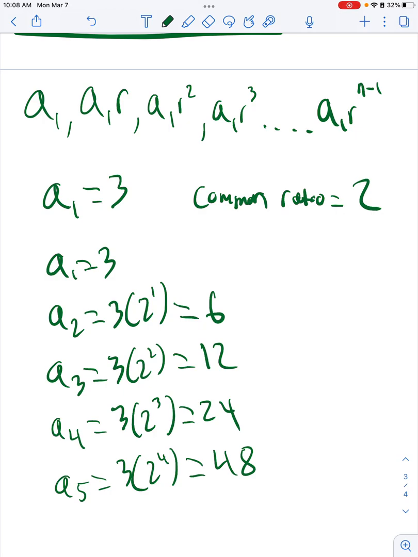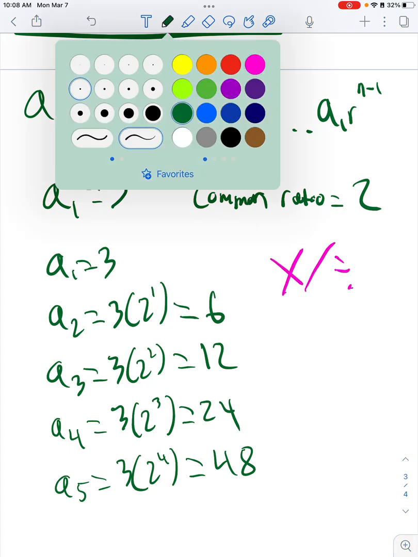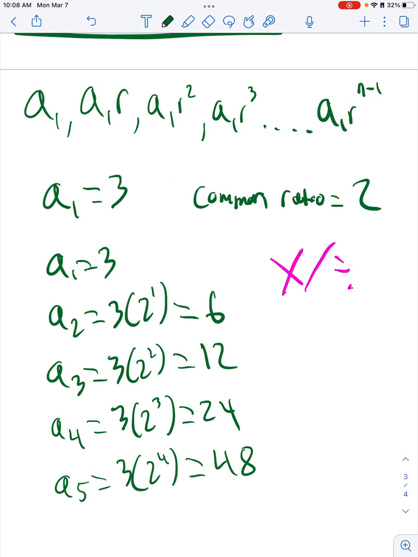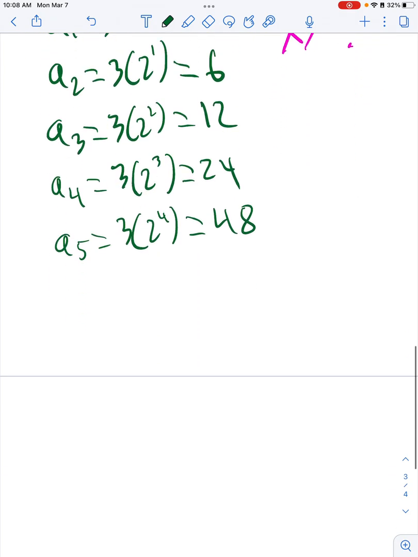So you can find specific terms of a geometric sequence. Whereas arithmetic was adding and subtracting, geometric is going to be multiplying and dividing by the same number.